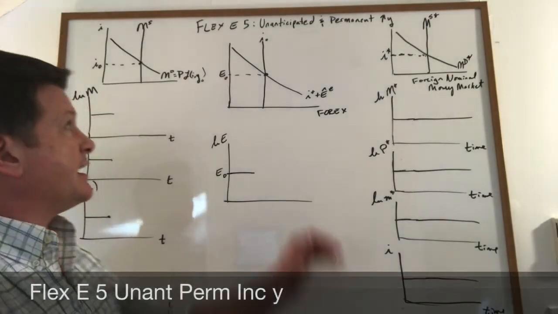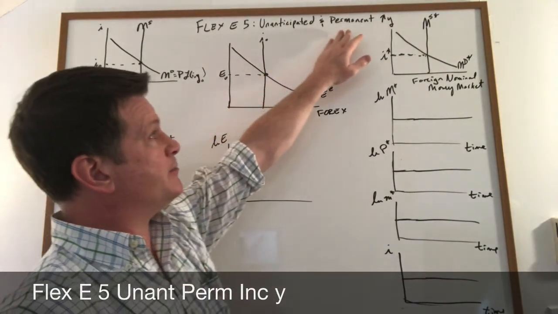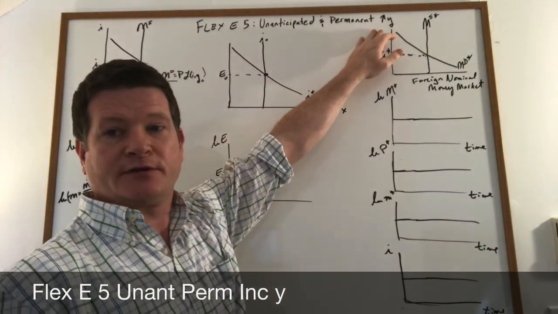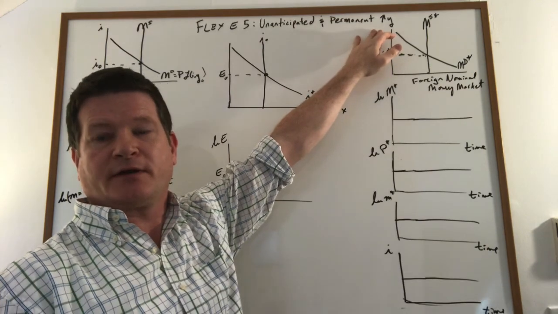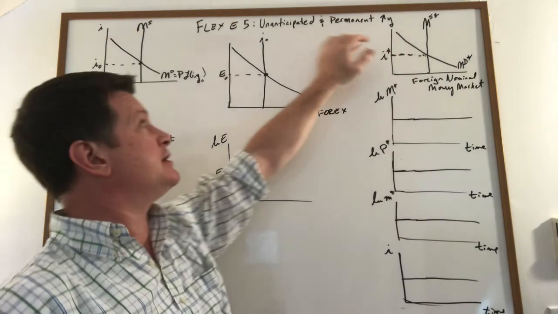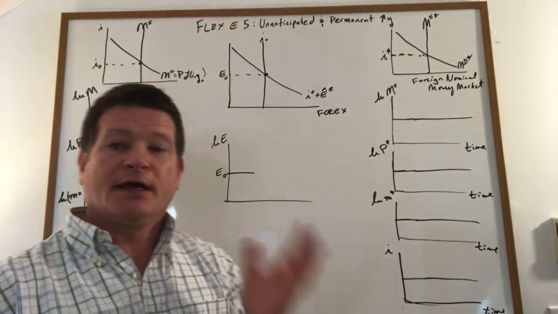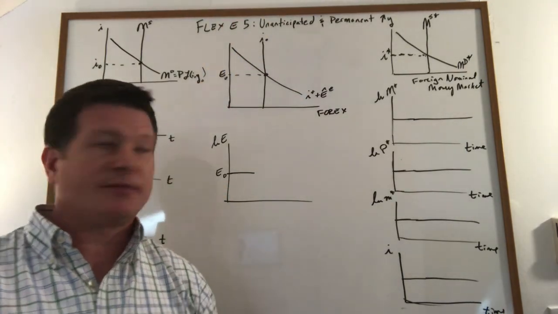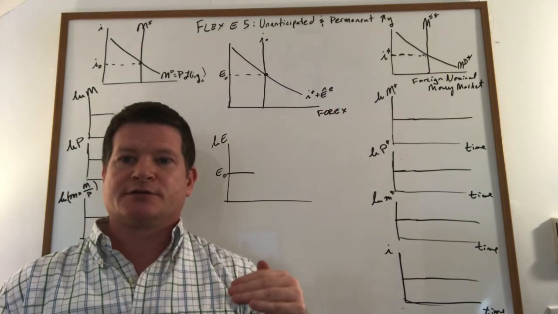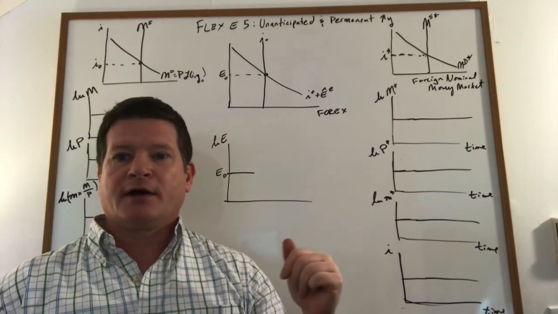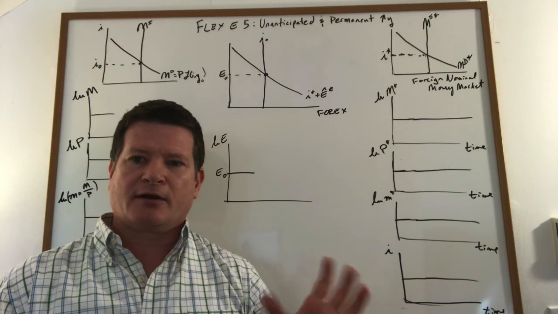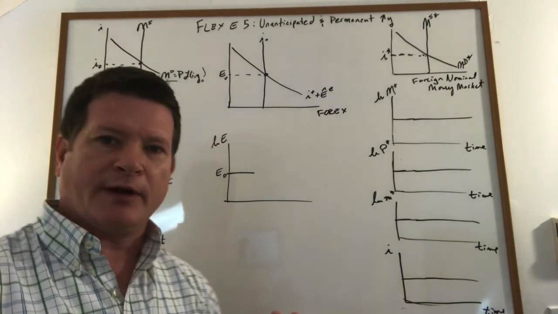This video looks at an unanticipated and permanent increase in real GDP, domestic real income or domestic real GDP. It's again a flexible exchange rate regime. It's our 5th video in the series. It's a little bit unrealistic of an experiment because real GDP doesn't tend to just jump up, but it works us through the mechanics of the model a little bit, so we're going to explore it real quick.